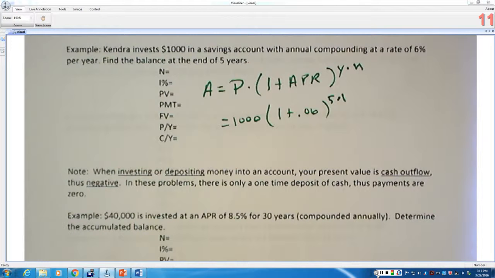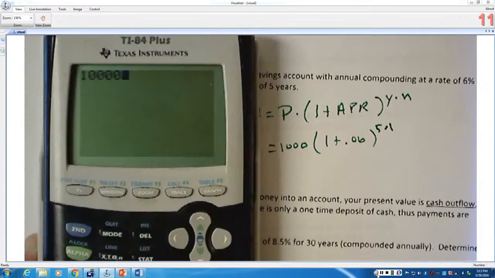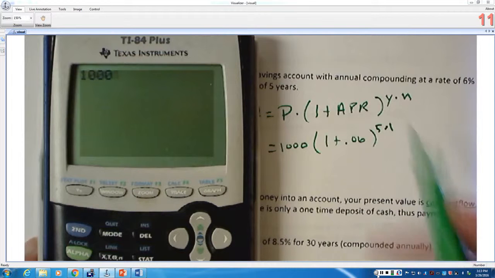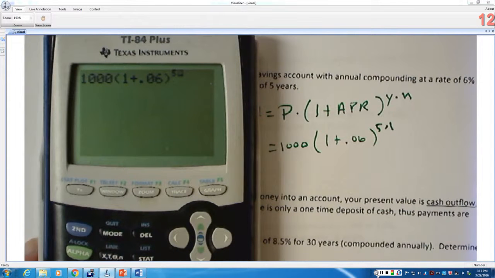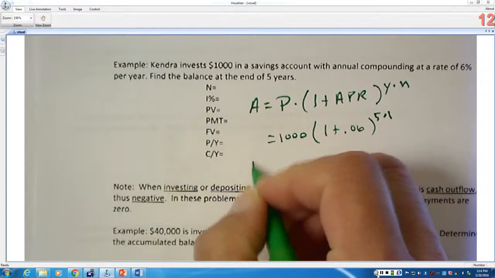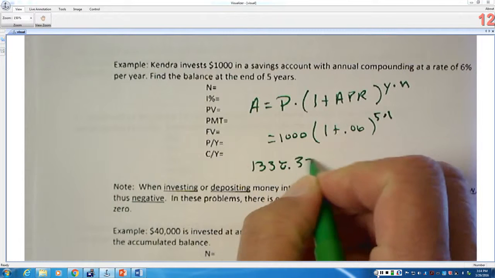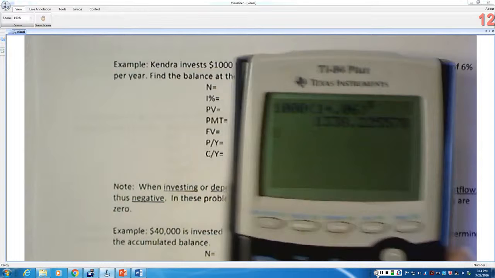So now all we have to do is calculate it. We're going to take 1,000 times 1 plus 0.06 to the fifth power, and it's going to give you 1,338.22. Or, I'm sorry, 1,338.23. So your future value, this is what we call it, future value, is 1,338.23.